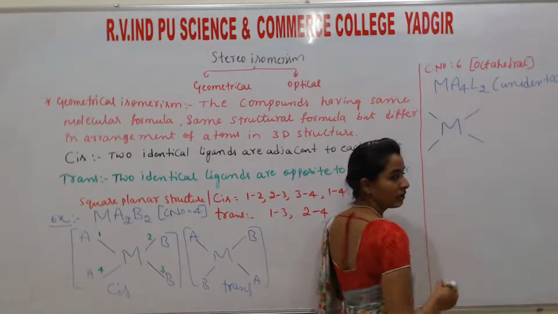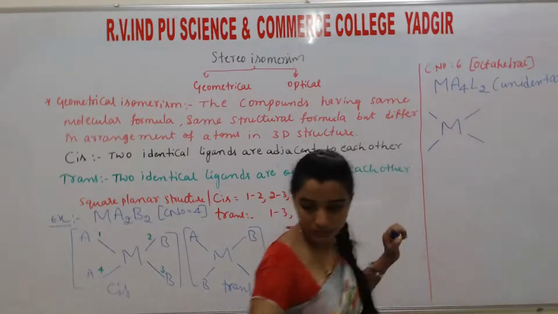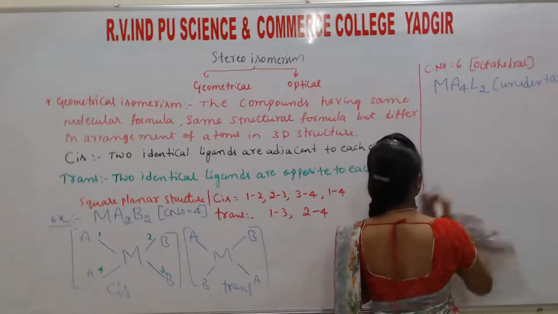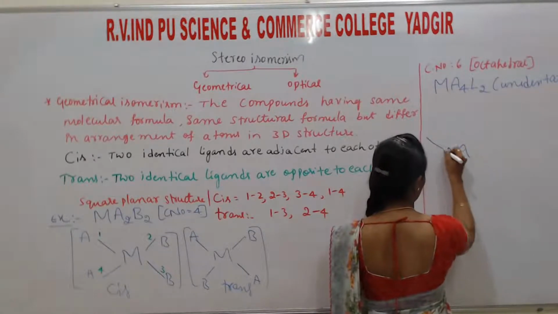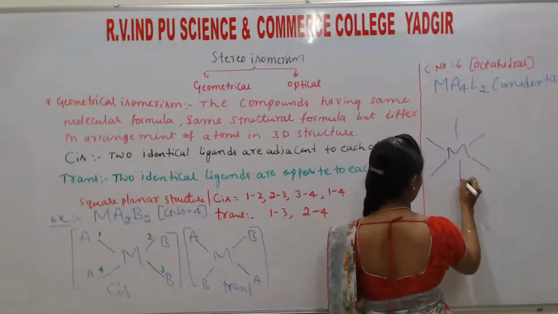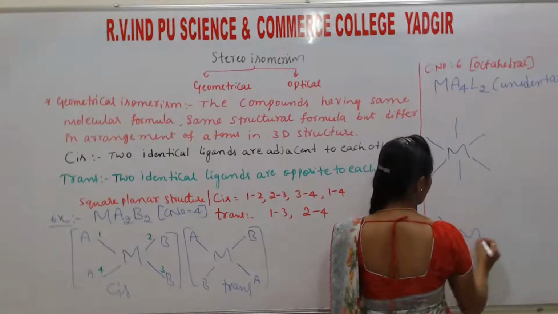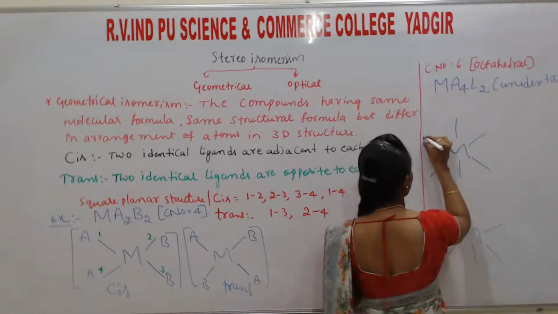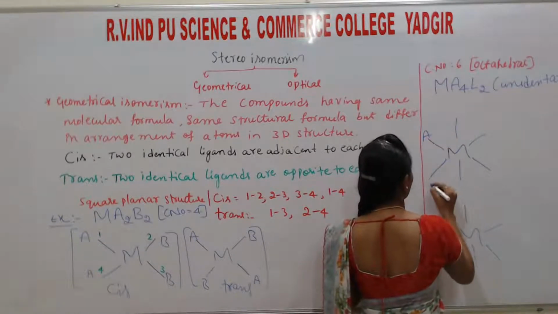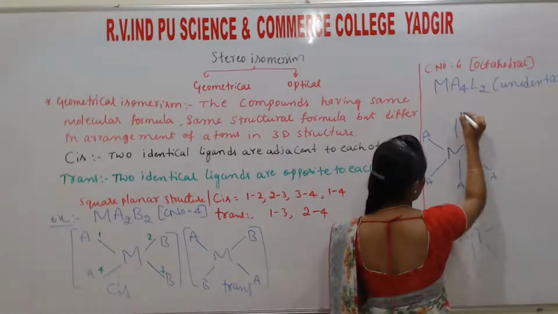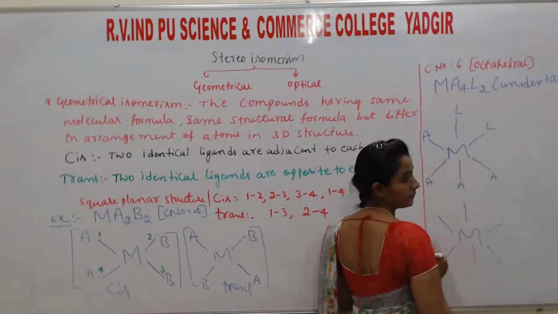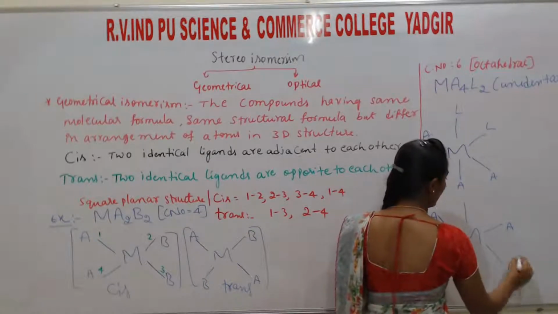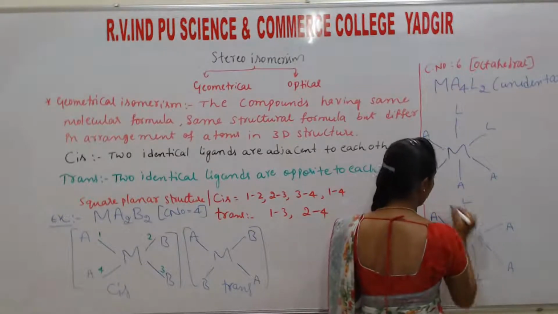This is the structure here. So M, this is the structure. This is also M with this structure. Okay, so here A, this L and L. Okay, here A, and here is L.